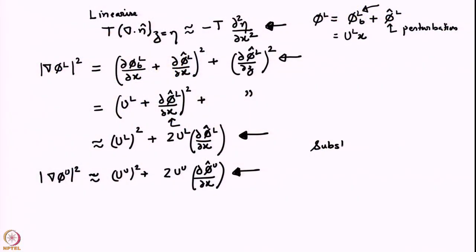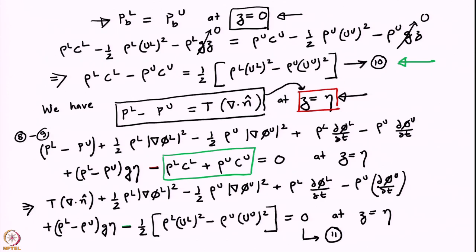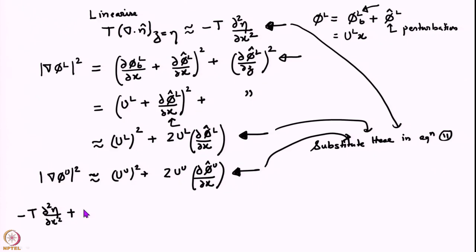Recall that equation 11 is a boundary condition. So, let us substitute these in equation 11. By these I mean this, this and this. When we substitute, the first term just becomes minus T del square eta by del x square. The next term is half rho phi l square. We have obtained a linearized approximation to this, so this just becomes u l square, or half rho l.